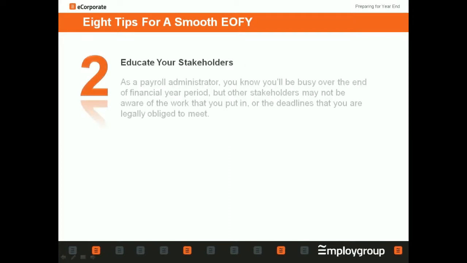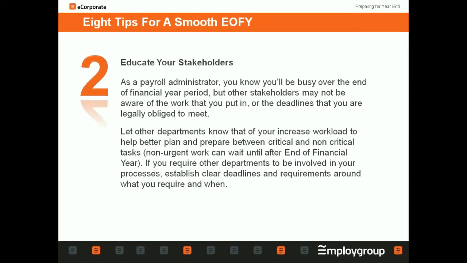Tip number 2 is to educate your stakeholders. As a payroll administrator, you know you'll be busy over the end of financial year period, but other stakeholders may not be aware of the work that you put in or the deadlines that you're legally obliged to meet. If you let other departments know that you'll have an increase in workload, that can help them better plan and prepare between critical and non-critical tasks. For example, non-urgent work can wait until after end of financial year. If you require other departments to be involved in your year-end processes, which a lot of our larger clients will, it's useful to establish clear deadlines and requirements around what you require and when.